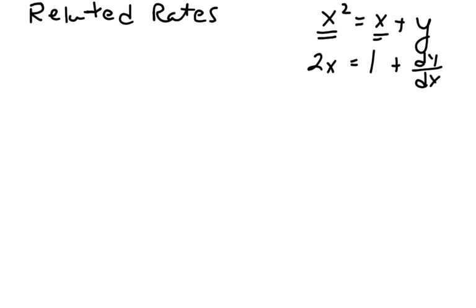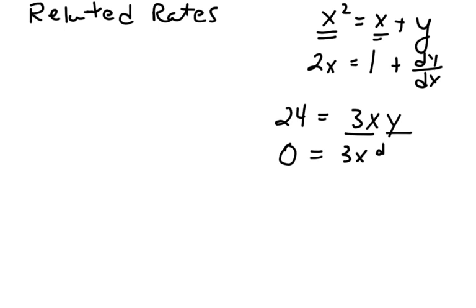Also, if you had something like 24 equals 3xy, you would take the derivative of 24, which is 0, and then over here you'd have to use the product rule, splitting this into two separate functions, 3x times y, which means you'd take your first function, 3x, times the derivative of the second function, which is dy/dx, plus the second function, which is y, times the derivative of the first function, which is 3. So anytime you were taking the derivative of y, you made it dy/dx.